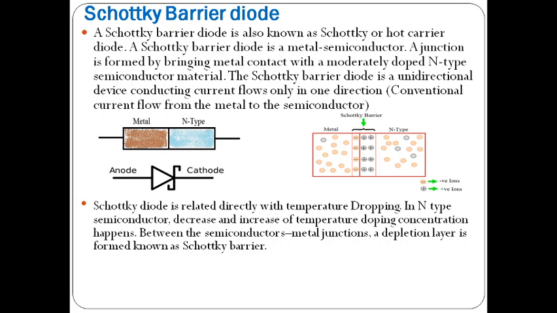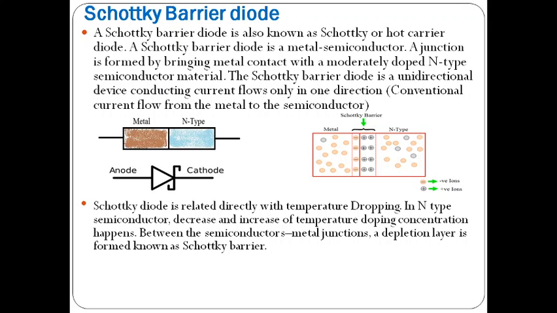Now about the Schottky barrier diode. A Schottky barrier diode is also known as Schottky or hot carrier diode. The Schottky diode is nothing but a metal to semiconductor junction.